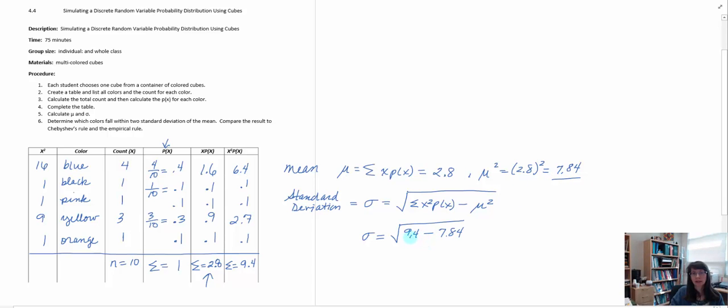On your calculator, depending on which type of calculator you have, you might need to do the subtraction first and then take the square root, or you might need to choose the square root function first and then do the subtraction.